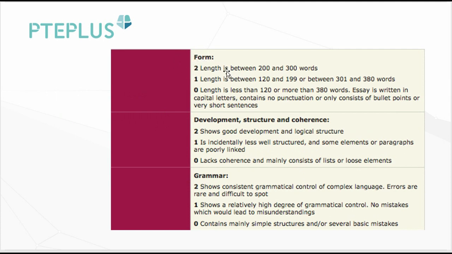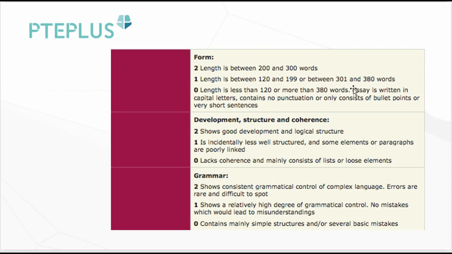Like we said earlier, the length should be between 200 to 300 words, so I think it's quite possible for everybody to get 2 for form. Moving down, you're allocated 1 mark if the length is between 120 and 199 words, or between 301 and 380 words. And obviously 0 if you're less than 120 or more than 380. So typically no one should be getting anything less than 2 in this particular section, or 1 if you're running out of time.